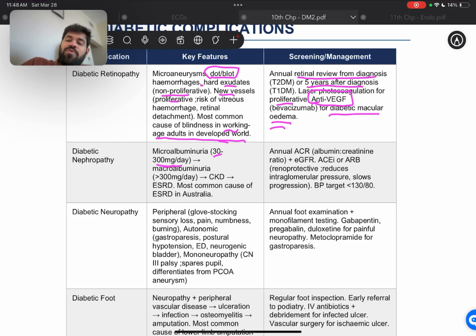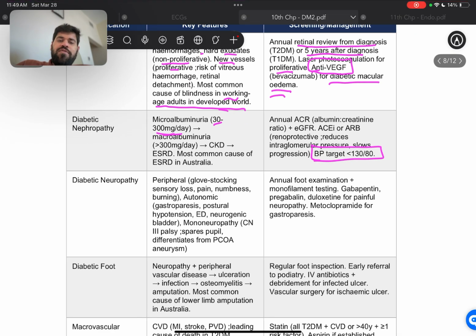Again, we do an annual ACR, albumin creatinine ratio, plus an eGFR. ACE inhibitors or ARBs are renoprotective, reduce intraglomerular pressure and slow progression, and the BP target for these patients is supposed to be less than 130 by 80, and we went over this in our hypertension video. If you haven't seen this, go check it out, it's already posted.